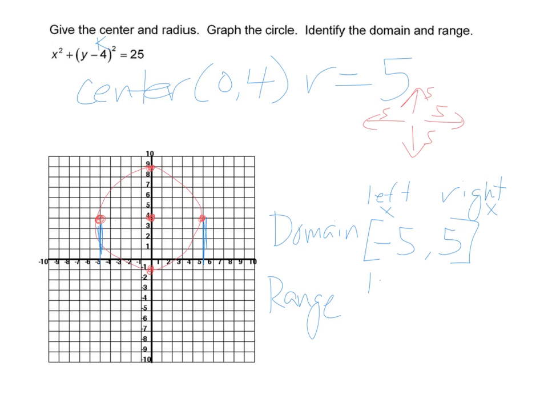The range. The range is the lowest y value to the highest y value. The lowest y value my circle goes is at negative 1. The highest y value is 9. And it's solid through all of those places, so that's why we have brackets.